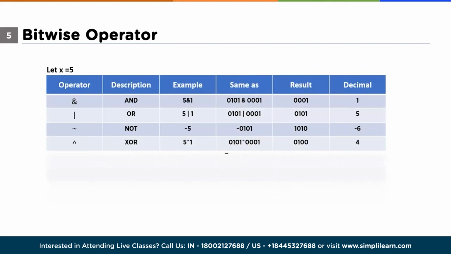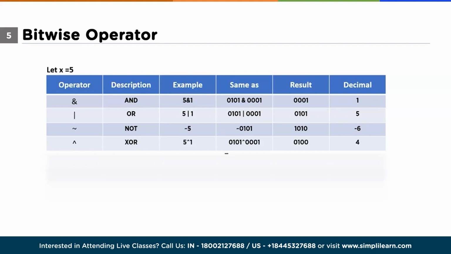We have the AND operator, we have OR, we have NOT, and we have XOR, or we can say exclusive OR. The result and the answers are also here. It's pretty simple. We have used the AND operator before as well while we were in logical operators, but the syntax was different, and here you can see we have a single ampersand sign to use the bitwise AND operator.